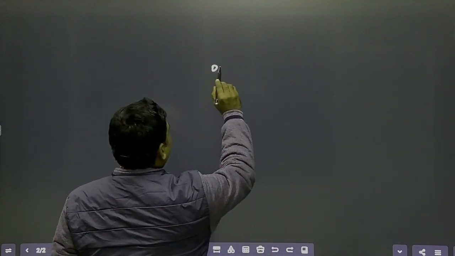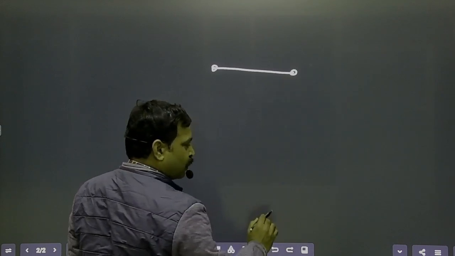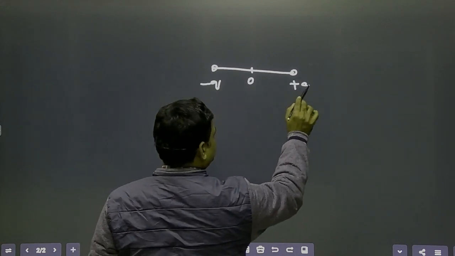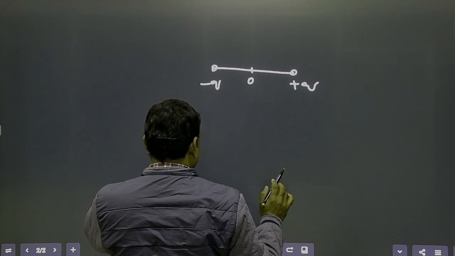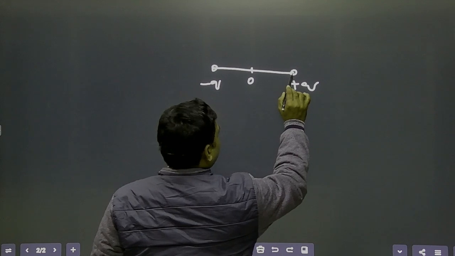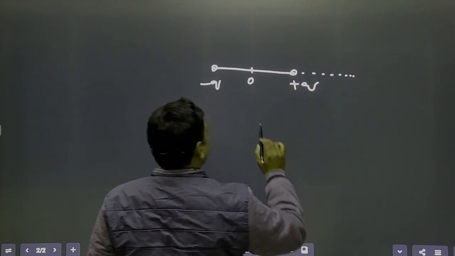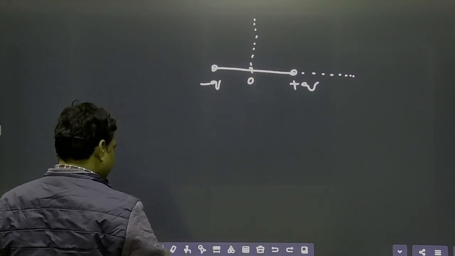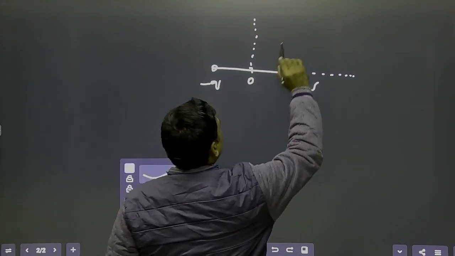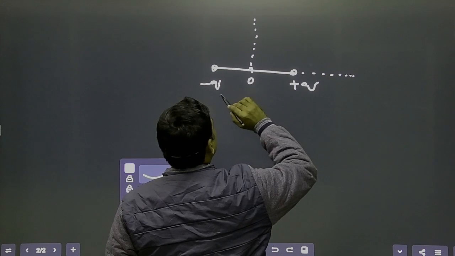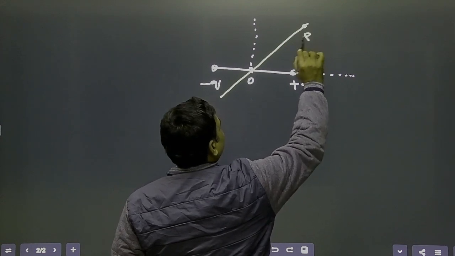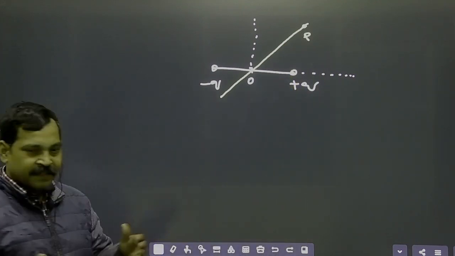Suppose we have an electric dipole like this. At its center is O, this is minus Q, this is plus Q. This line is known as the axial line, and this line is the equatorial line. But we are considering a point P here, like this, where we need to find the electric field intensity.